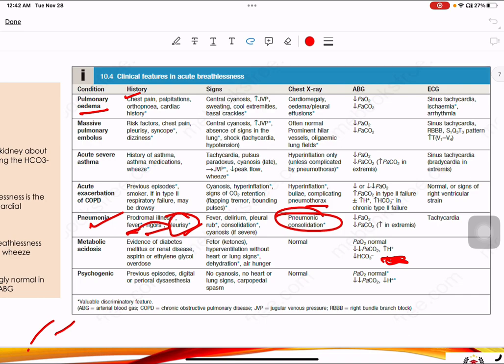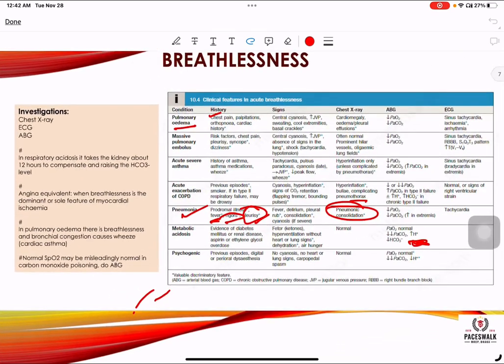So a very reduced amount of carbon dioxide may lead to respiratory alkalosis. So these may be the clinical features of acute breathlessness in a clinical setting.